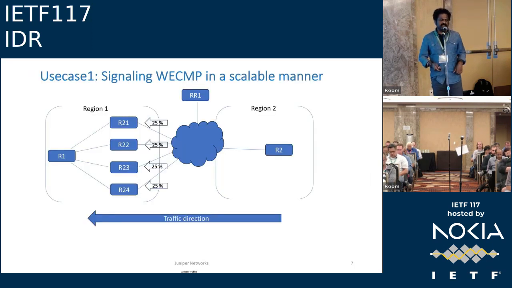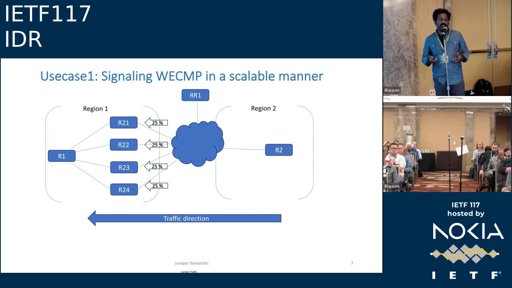So this use case is about doing WECMP or ECMP for region one. It wants to attract traffic towards the border nodes like R21 to R24. In the regular way, we will just do add path of, let's say, four feeds through the RR with the link bandwidth community, which specifies how much traffic should come through each of these routes. And in region 2, R2 will just do a multipath consuming the link bandwidth community.